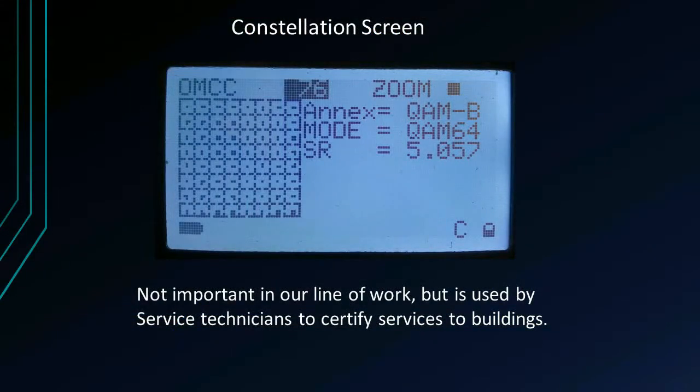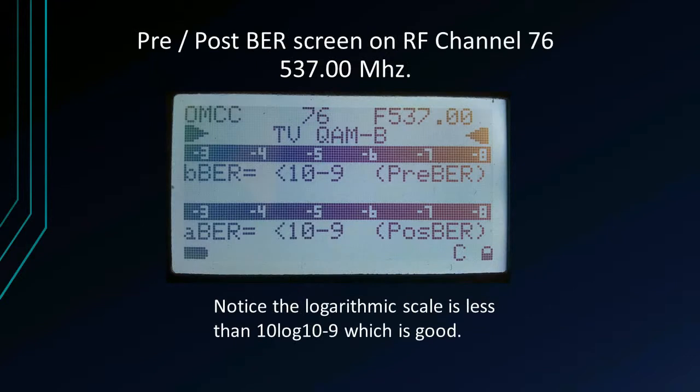This is the constellation screen which was mentioned in the familiarization of the MER and BER. This is the BER screen. As you can see the pre-BER error count and the post-BER error count. As mentioned before, the errors are expressed in a logarithmic scale.